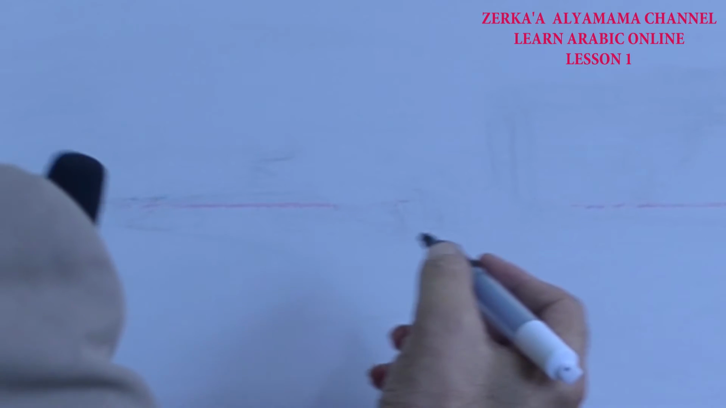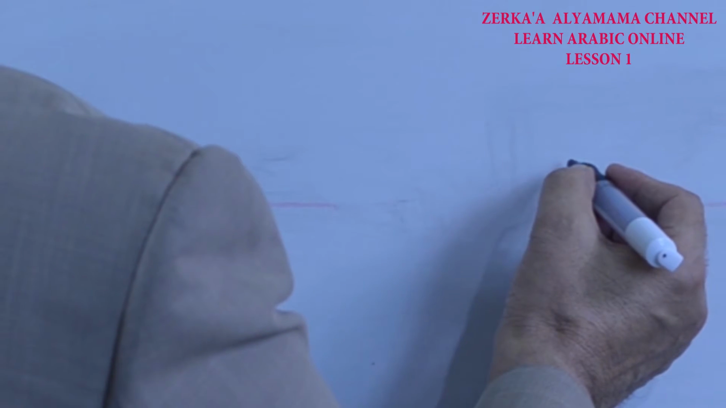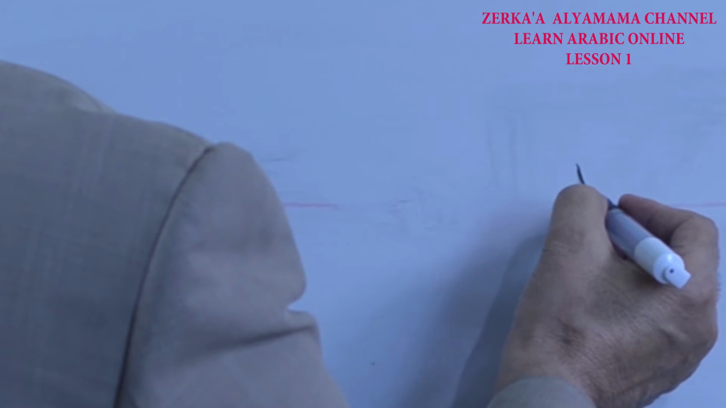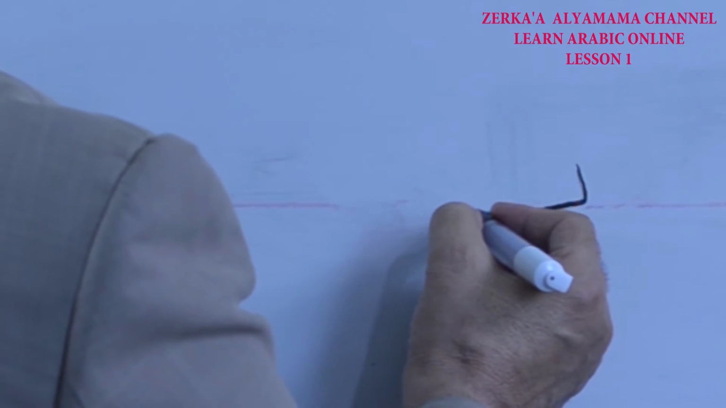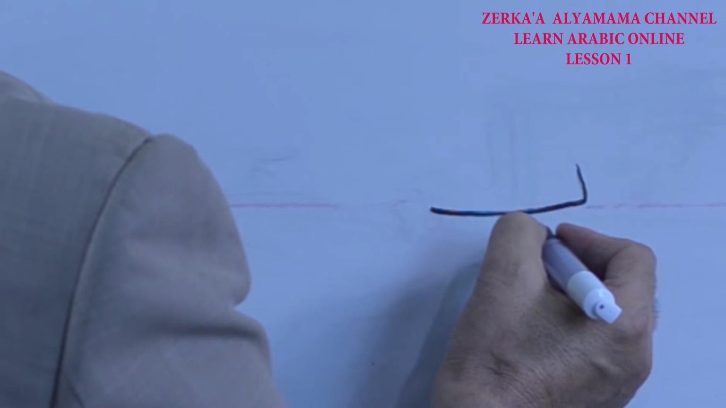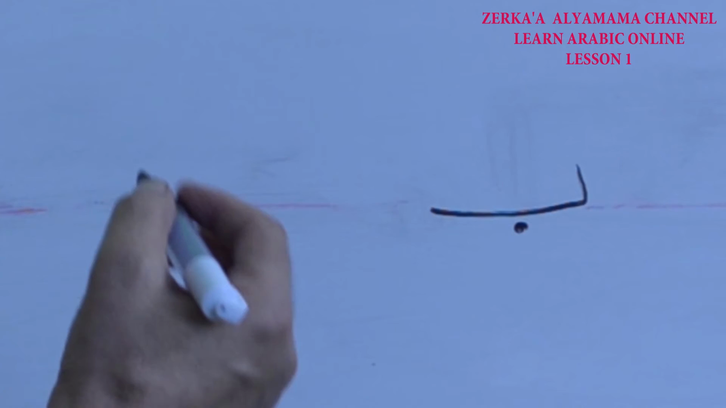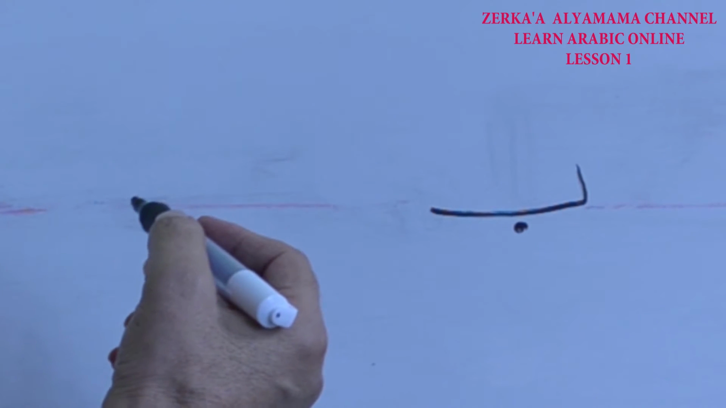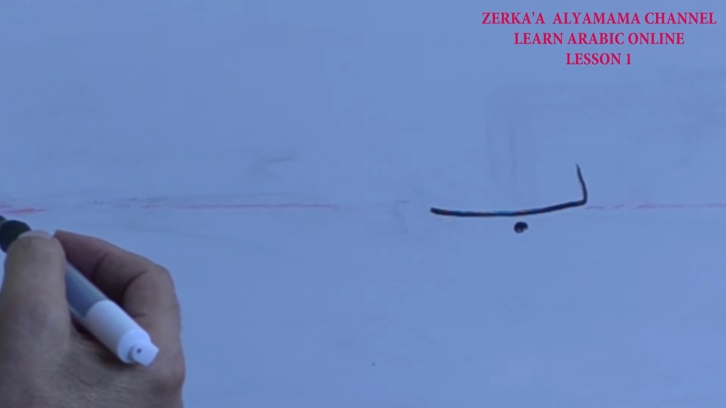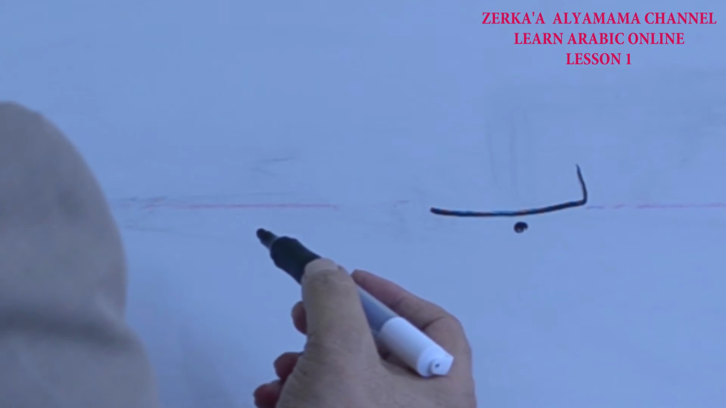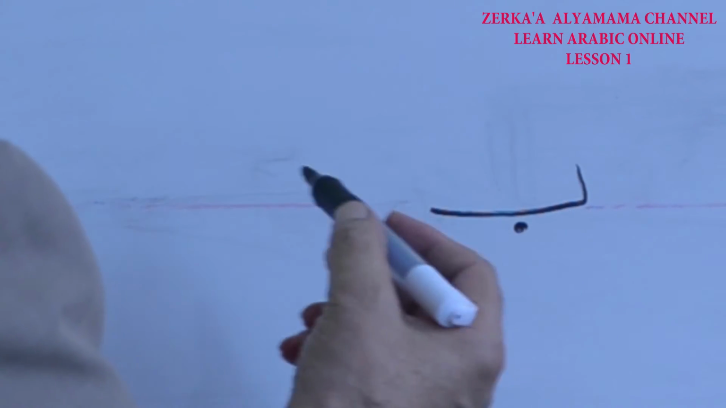When the ba is in the beginning of the word, we begin it like the independent, but we do not close it from the end. We don't close it because it will connect with the next letter. So ba connects with the next letter. Alif does not connect with the next letter.